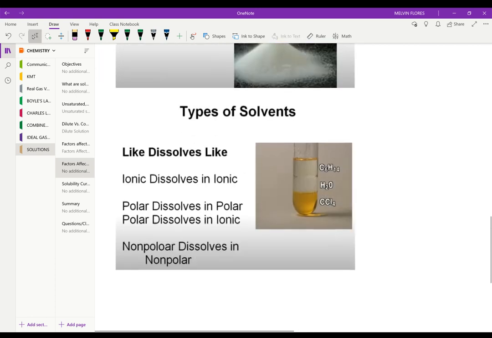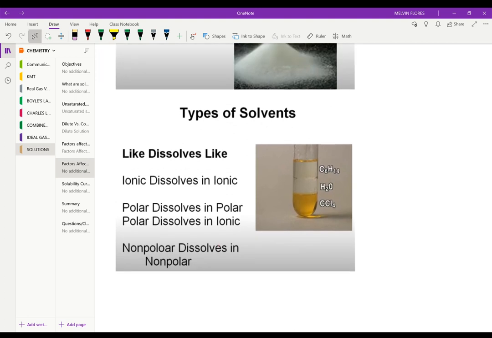Another factor that affects solubility is the type of solvent. As you may know, we have discussed before that like dissolves like. Meaning to say, only an ionic compound dissolves in an ionic compound. An ionic compound consists of a metal and a non-metal, so the positive and negative charges of the elements. If you dissolve an ionic compound with an ionic compound, then they actually dissolve in each other, or we call them miscible. They are miscible to each other.